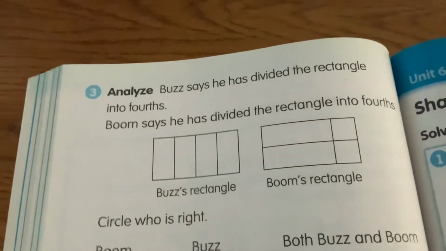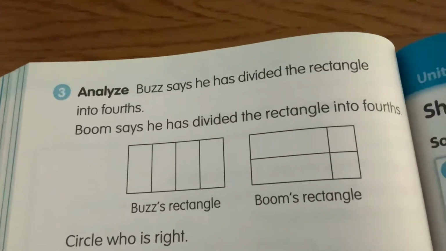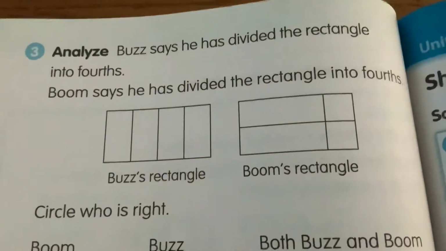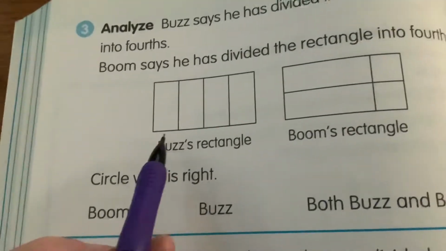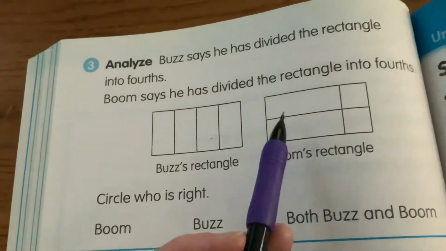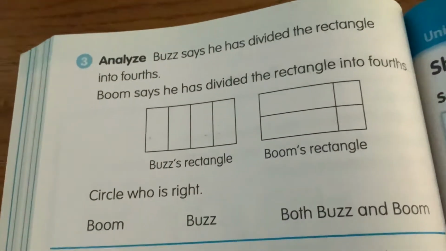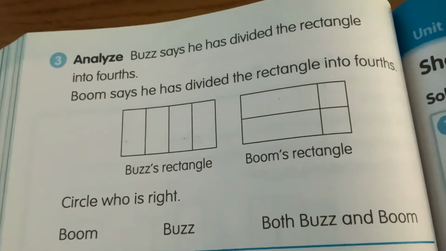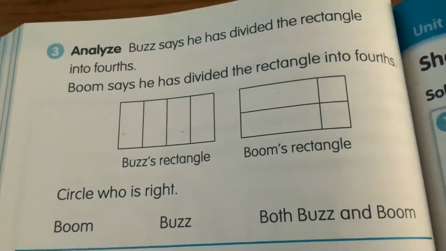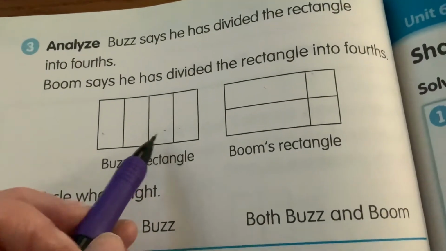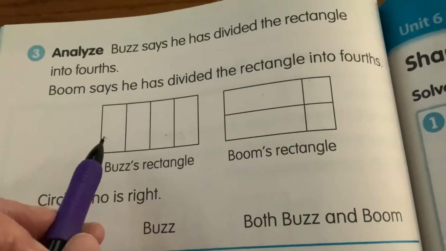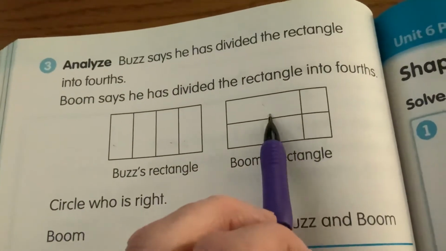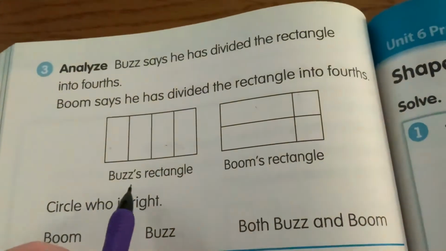Buzz says he has divided the rectangle into fourths. Boom says he has divided the rectangle into fourths. Who is right? Circle who is right. Okay, look at Buzz. 1, 2, 3, 4 pieces. Boom, 1, 2, 3, 4. Problem. They both have 4 pieces. What is the problem? We always talk about equal pieces. So would you be happy with any piece you got from Buzz's? Would you be happy with any piece you got from Boom's? No, because his pieces are not the same size. So who is right? Buzz is right.